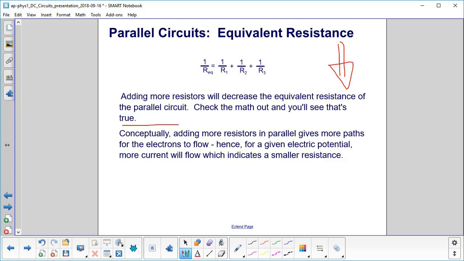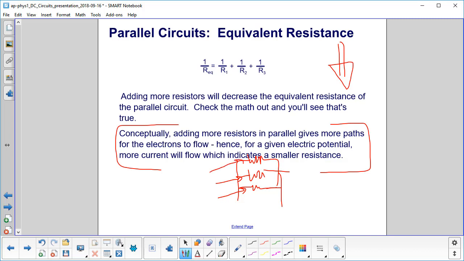Now conceptually, why does this work? What you have now are more paths for the electrons to flow, right? If you just had 2 in parallel, the charges have to either go through here or here. When you add another resistor, they have another path to go through. And then you add another resistor, yet another path. So for a given electric potential, you have more current flowing, and that means you have a smaller resistance. There's more room for these charges to go.